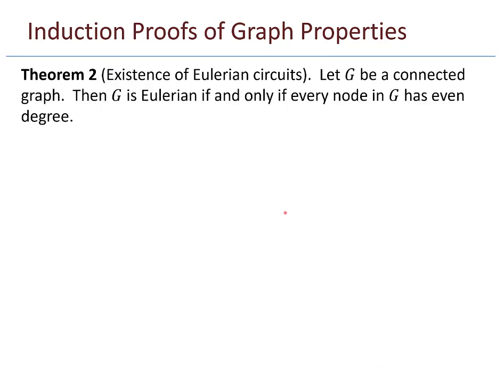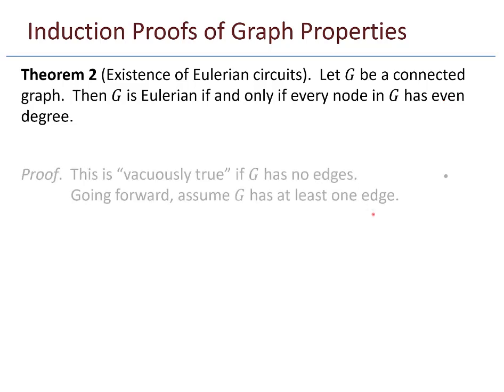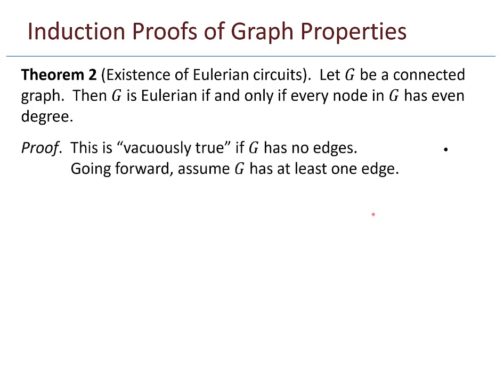And this brings us to our last theorem, which is actually a theorem that we've seen before. It's Theorem 2. Maybe Euler's theorem or the existence of Eulerian circuits. Let G be a connected graph. G is Eulerian if and only if every node in G has even degree. First of all, this result is, in quotes, vacuously true if G has no edges. So going forward, let's assume that G has at least one edge.